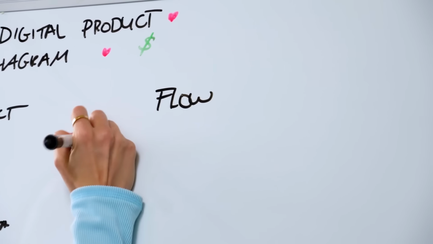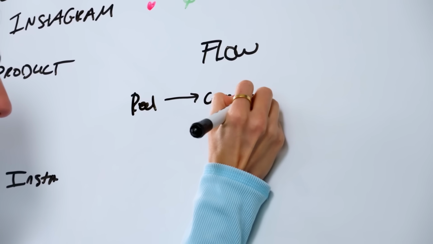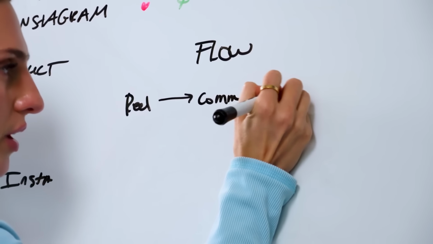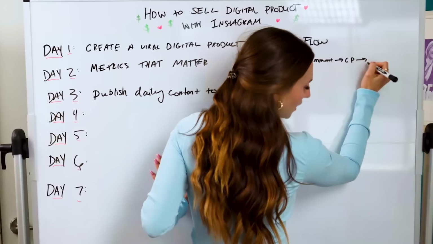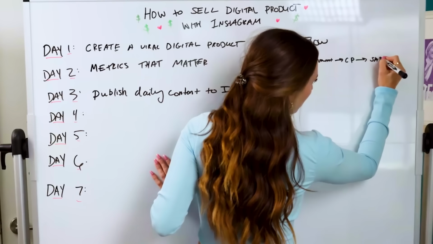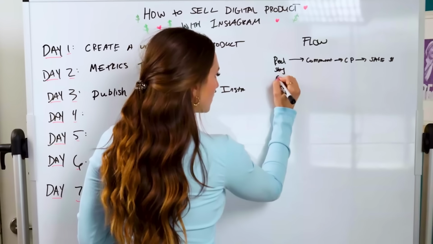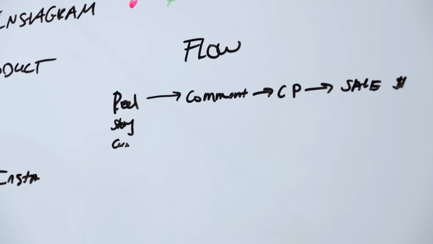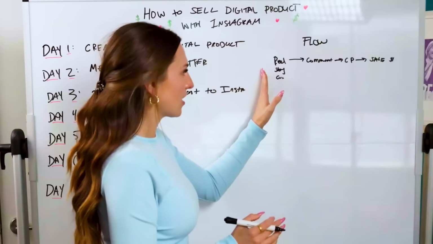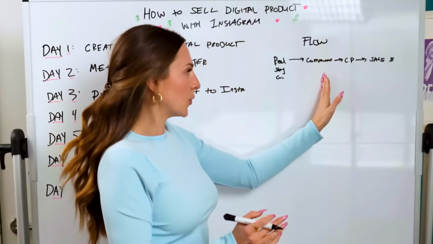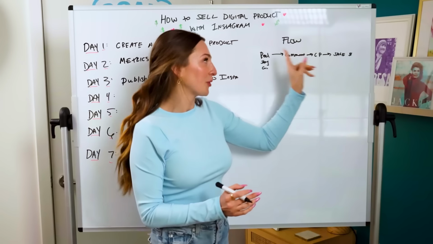So you're going to start with a reel. And that reel is going to get a comment. And then we're going to break down every one of these, so don't worry. And then that's going to take you to a checkout page. And then that's going to get you the sale. When I say reel, by the way, it could also be a story and it could also be a carousel. This is the flow. This is how I made millions of dollars doing digital content on Instagram. I create content, which leads to comments, which takes you to a checkout page, which takes you to a sale. It's very simple, but it works really well.